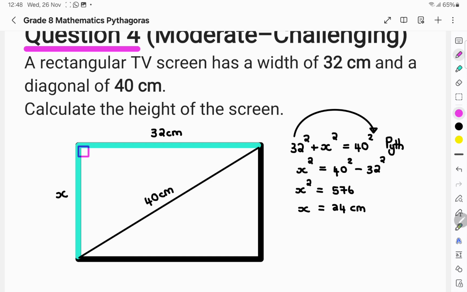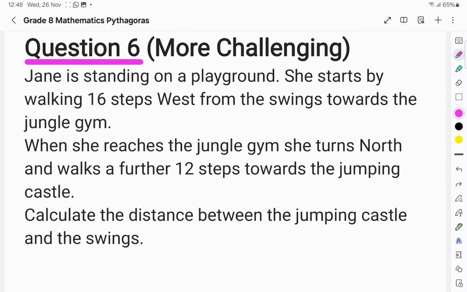And again, let's go have a look. Does it make sense that this leg is 24? If your hypotenuse is 40, remember your hypotenuse must always be your longest, your biggest number. And yes, it does make sense. All right, and then the last question, which is not the most challenging, but it's more challenging.